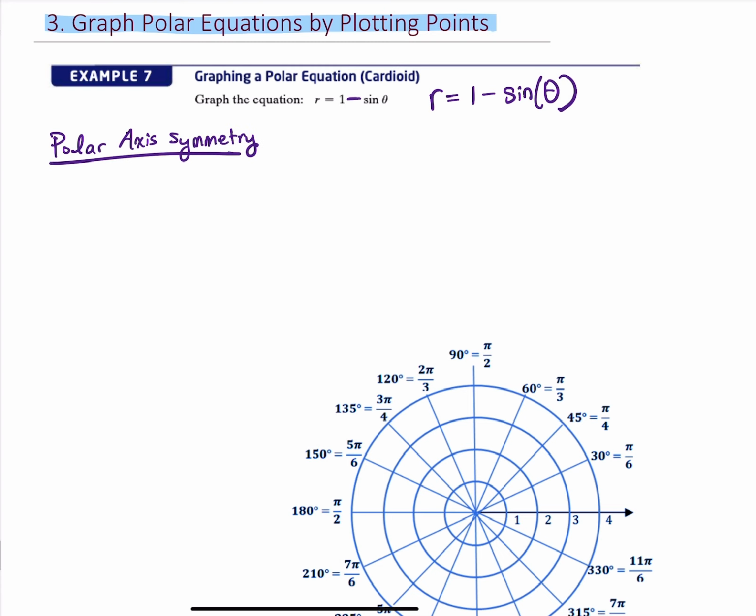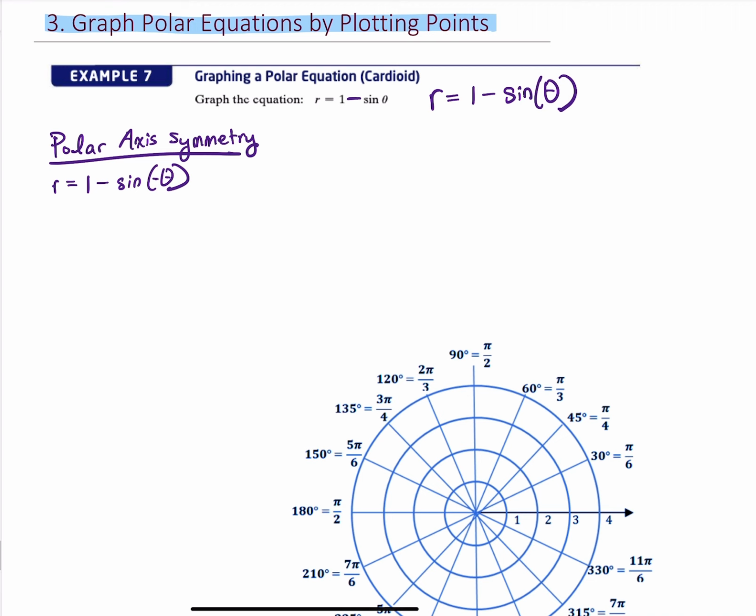So this was the x-axis. So we're starting with r equals 1 minus sine of theta. And the test here is to replace theta with negative theta. And basically we need to see if this negative will not affect the graph.